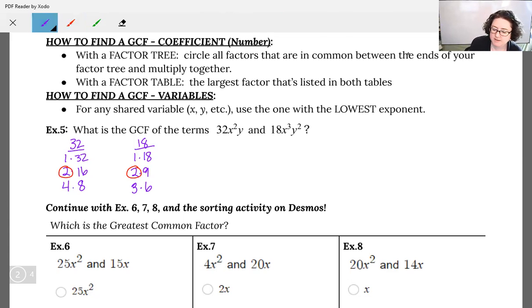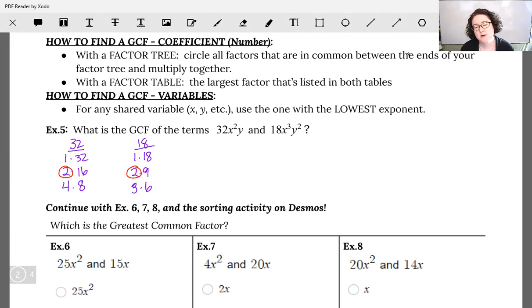Okay, so now we need to consider our variables. Kind of like before, the easiest way to do this is to look for which variables are listed in both terms. Then all you're going to do is write out the one that has the lowest possible exponent on it. So looking at our terms, you don't want to forget the exponent of just a plain old variable that's sitting there. In 32x squared y, technically how many y's are multiplied in? Just 1. So I'm going to put an implied exponent of 1. And for the 18x cubed y squared, both of those already have exponents on them.